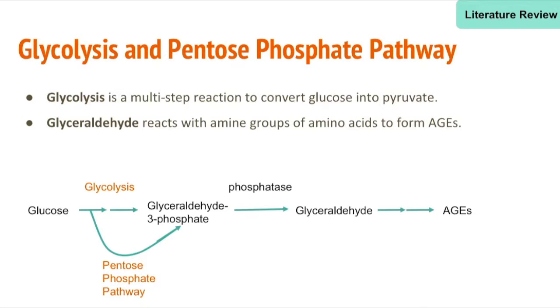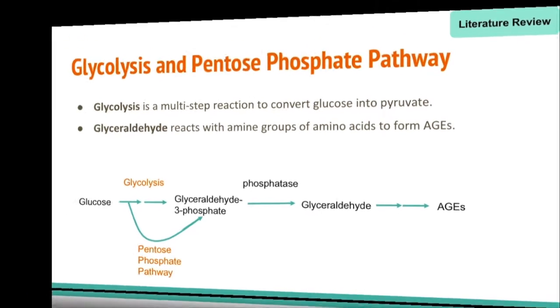Glycolysis is a 10-step catabolic reaction in the cytoplasm that converts glucose into pyruvate. One of its intermediates is glyceraldehyde 3-phosphate. The pentose phosphate pathway also generates glyceraldehyde 3-phosphate as an intermediate. Then, a phosphatase cleaves off the phosphate group so that glyceraldehyde is generated. Glyceraldehyde can then react with amine groups of amino acids to form AGEs.